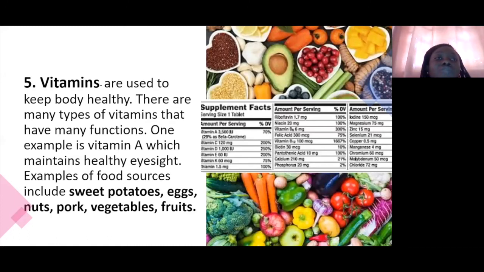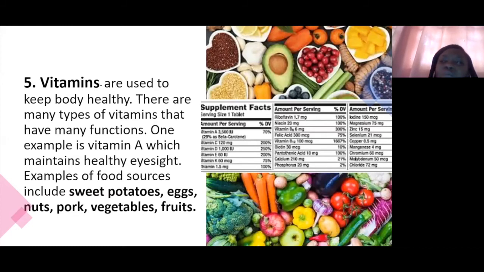So they are responsible for overall body health. So, like I said, we really be on to something. When we're feeling sick, we may come down with the flu, we may come down with a cold, they say get some vitamins. And they are very important, right? They are very important for immune health and for the overall health of our body. So there are many types of vitamins that have different functions. One example is vitamin A, which maintains healthy eyesight.